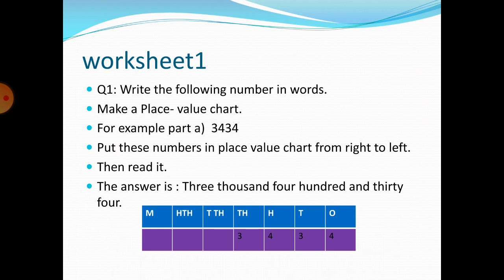Question number 1. Write the following numbers in words. There are some numbers given in the question. You have to solve these numbers and convert them into words. Take out your rough register and make a place value chart. Then place all the numbers in the correct column. Then read it. I have done the first part for your understanding. You can take help from it.